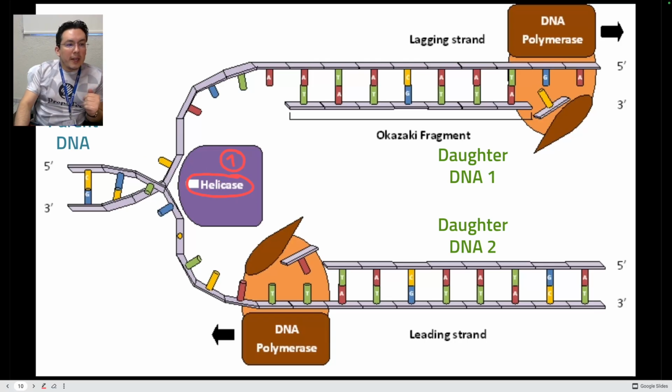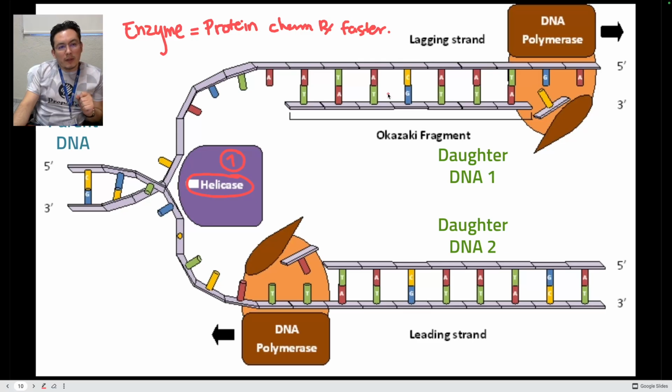By the way, what's an enzyme? So an enzyme, let me put it in here. An enzyme is a type of protein that will be in charge, or responsible, to make chemical reactions faster. This is an oversimplification of what an enzyme is, but it's a protein that will make chemical reactions occur faster.